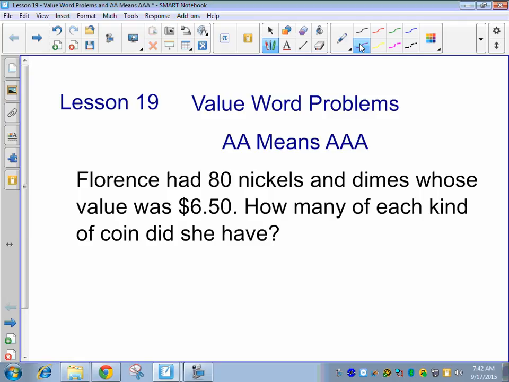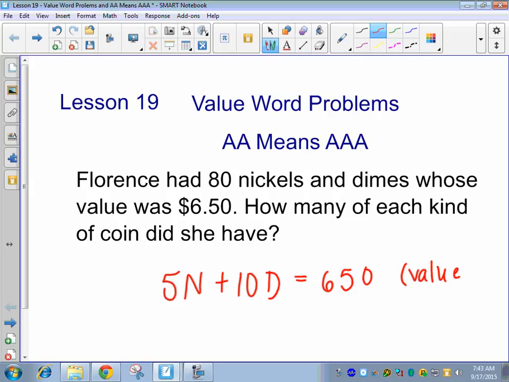So we want two equations, and we want to use nickels and dimes, okay? And one of the equations is always just the total amount of the coins, and the other equation is always the total value. So raise your hand if you remember how to write the equation for the total amount of coins. Leo? 5n plus 10d equals 650. That is correct for the value equation, okay? So yes, that's the value equation.